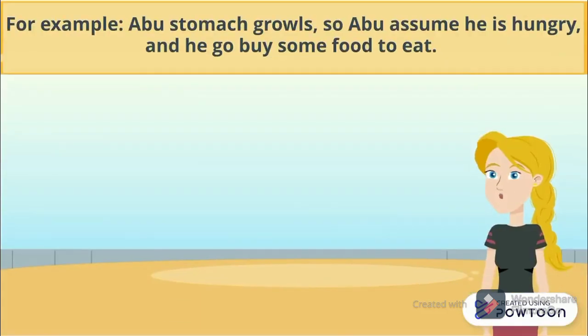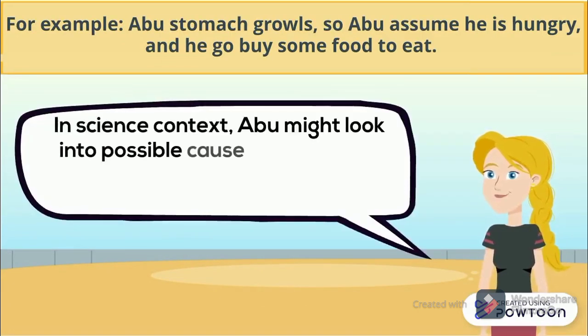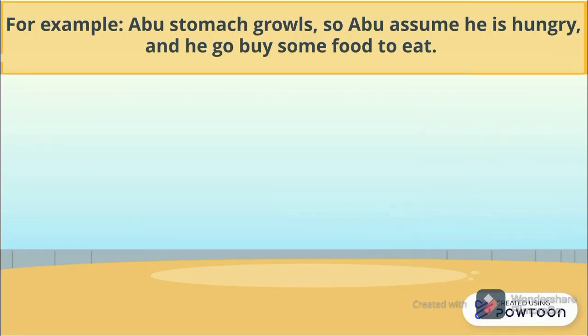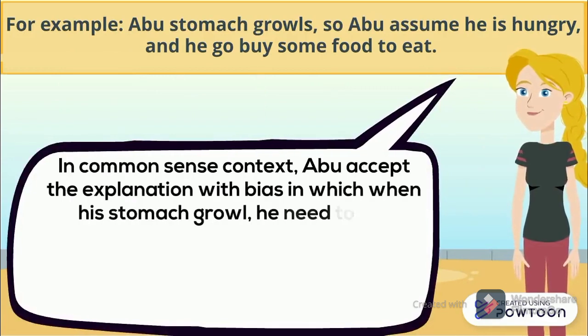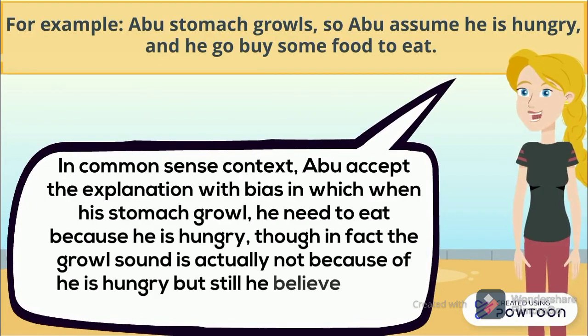Abu's stomach growls, so Abu assumes he's hungry and he goes to buy some food to eat. In a science context, Abu might look into possible causes and rule out variables to prove that he should eat when he is hungry. In a common sense context, Abu accepts the explanation with bias, in which when his stomach growls, he needs to eat because he is hungry.